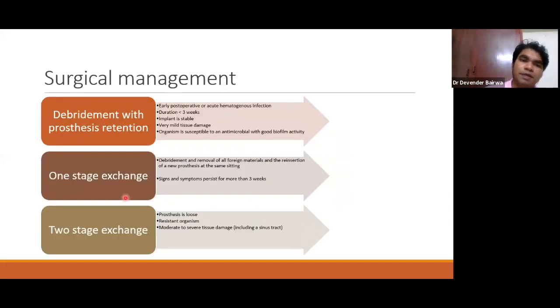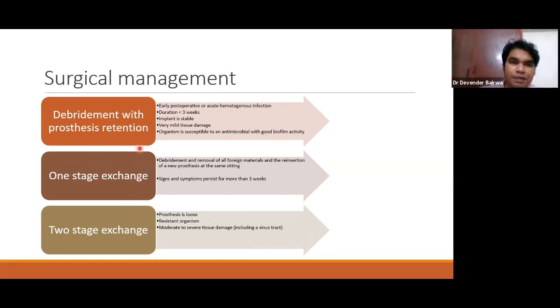Surgical management can be of three types: debridement with prosthesis retention, one stage exchange, or two stage exchange. Now realize, if I know that my joint is infected and a prosthesis is there, common sense says I should not keep that prosthesis inside. It's a foreign body, and if I keep it inside, no matter how I treat it, my infection is not going to be controlled. But there are certain scenarios when you can leave that prosthesis there.